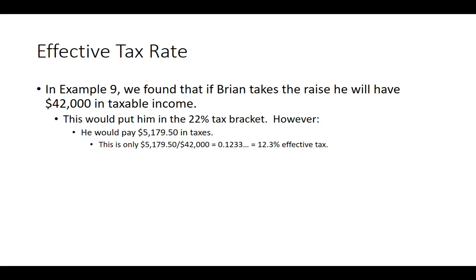So in example 9, we found that if Brian takes the raise, he'll have $42,000 in taxable income. This would put him in the 22% tax bracket. But that's not his effective tax rate. Since he would only pay $5,179.50 in taxes, this is only 12.3% of the 42,000. So he has an effective tax rate of 12.3%.